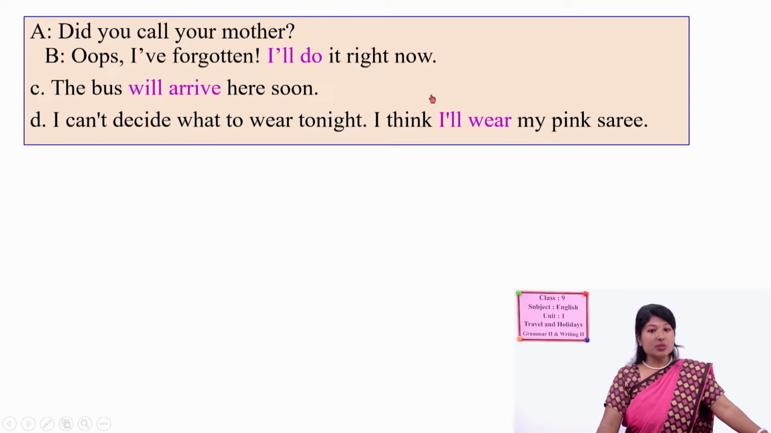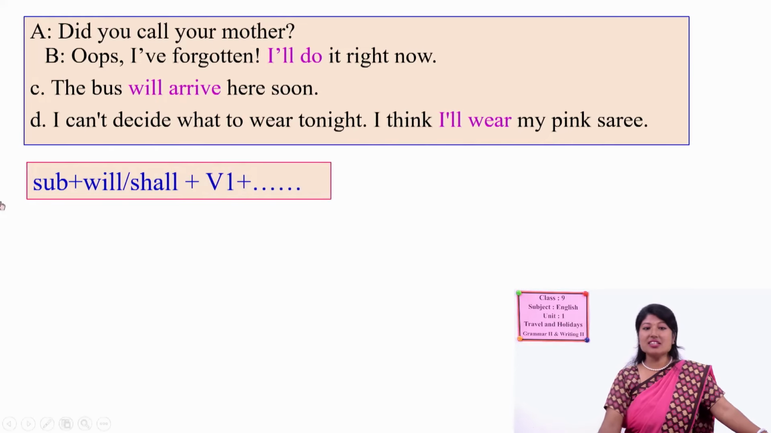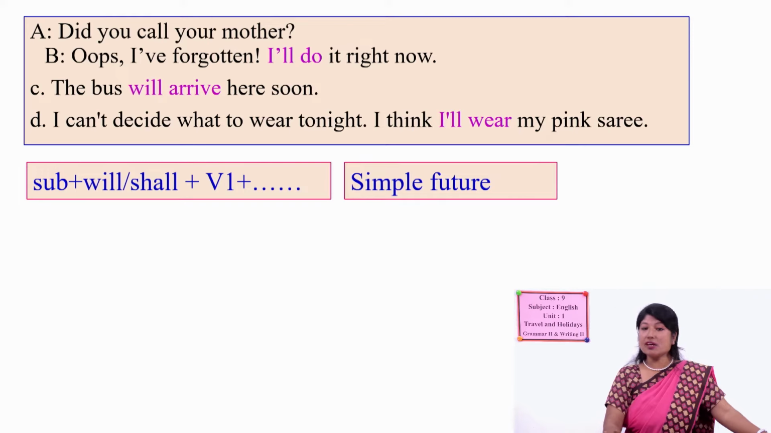You can see this highlighted part, and this highlighted structure. Yes, we studied this highlighted structure before, so you must have remembered. What is it? Tell me. Yes, the structure is subject, will, shall plus verb 1, right? This highlighted part is called simple future. This structure is called simple future.